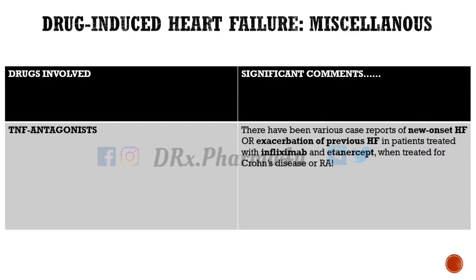TNF antagonist, TNF is tumor necrosis factor. There are some case reports in which infliximab and etanercept, which are usually used in Crohn's disease, a gastrointestinal problem, and definitely in rheumatoid arthritis, have been seen to cause new onset heart failure, or if a patient is already having heart failure, then it may exacerbate it. So these are just some case reports, but we have to be aware of it.